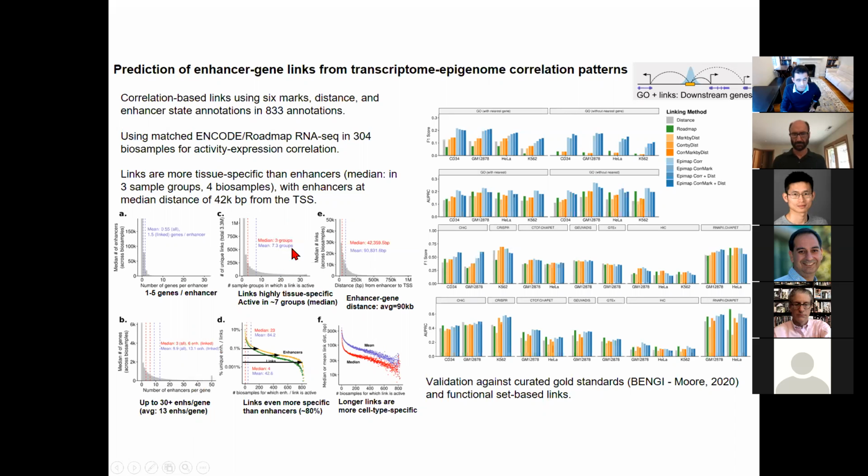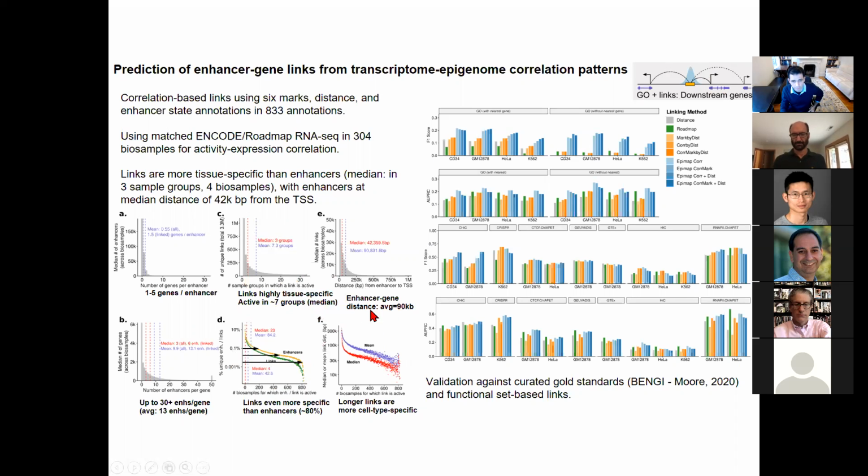How many links are in each tissue? You basically have 3 different groups as the median and up to 7 groups as the mean for the number of tissues in which every enhancer-gene link is active. We're finding that links are even more specific than enhancers. They're about 80% more specific than enhancers. So enhancers are very specific, but links are even more specific.